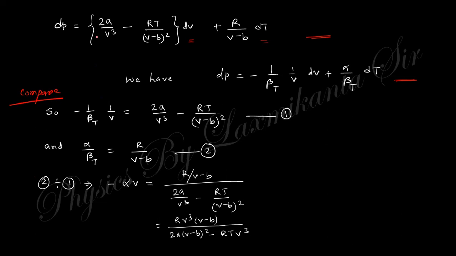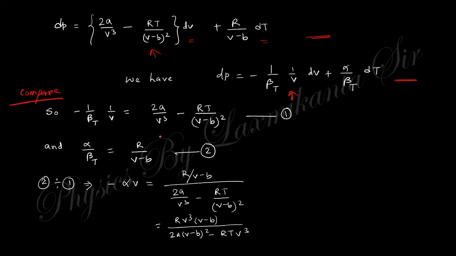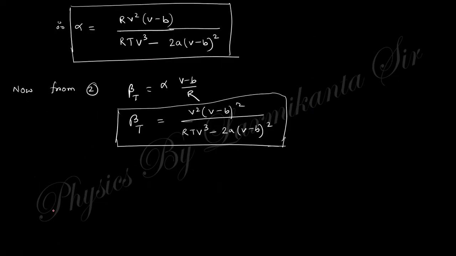you can say this one is equal to that one. The coefficient of dV are equal and the coefficient of dT are equal, right? So if you divide these two, you can easily find the value of alpha, and from the value of alpha, using equation number 2, you will get the value of beta T. By this way you can find alpha and beta T.